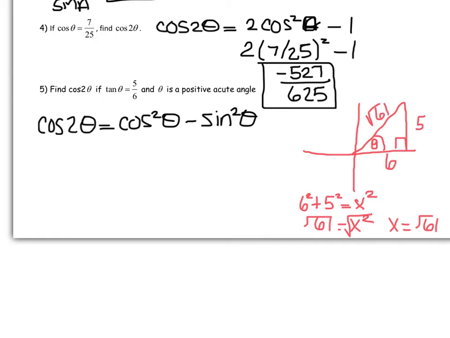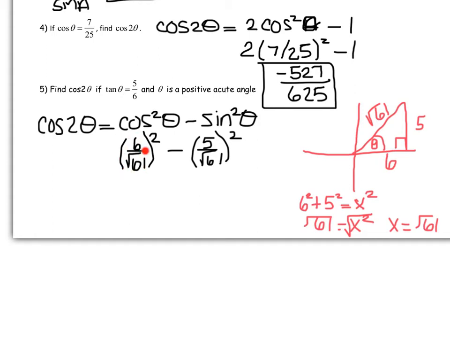So now, if I want to find cosine of the angle, it would be adjacent, which is 6, over hypotenuse, which is rad 61. So cosine squared would be 6 over rad 61 squared, minus sine squared of the angle. So here's theta, opposite over hypotenuse, so 5 over rad 61 squared. Now you could put these in the calculator just the way you see it, and you'll actually get an answer, but I kind of want to do it by hand.